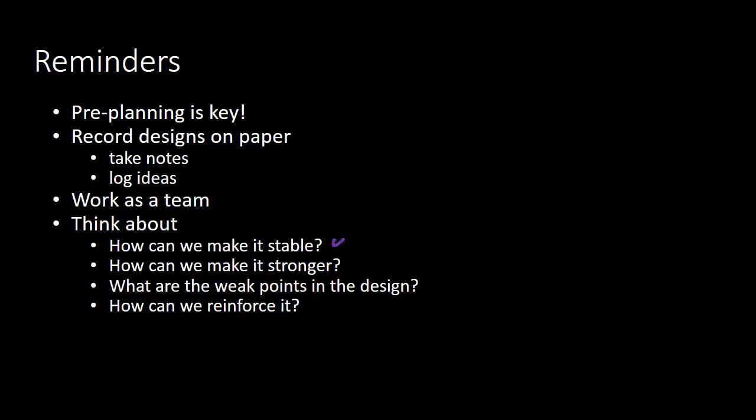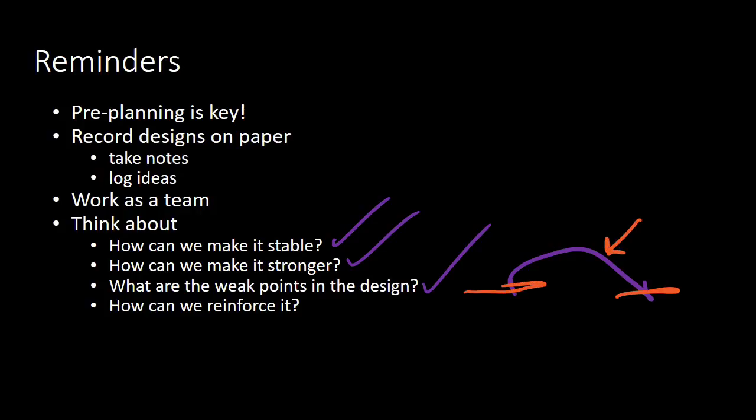How can we make it stable? How do we make it stronger? What are the weak points in the design? If this is my bridge here, and I see that it's collapsing over the span, starting to collapse right here, what are we going to do about it? What's going to happen right there? Many times when the kids were testing and their bridges started to fold, they weren't paying attention to these points. They were just going, oh, it didn't work. The quality teams were able to identify that.